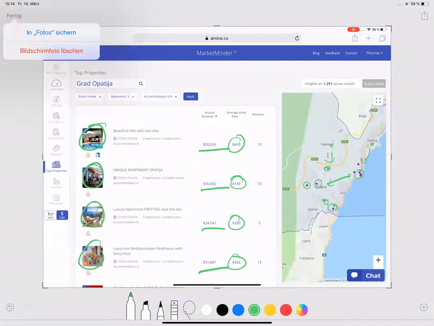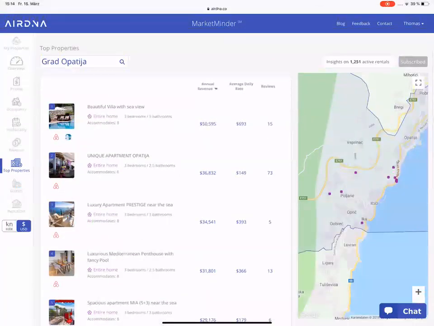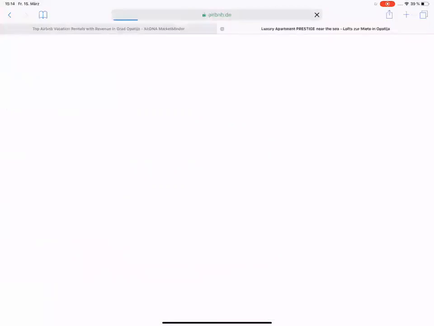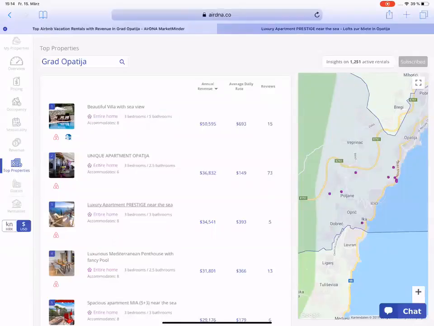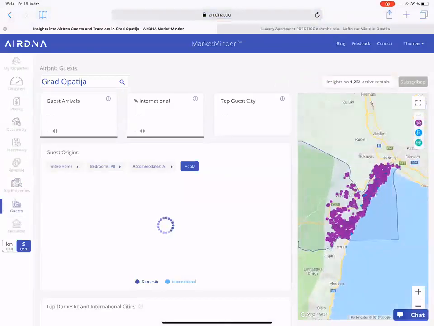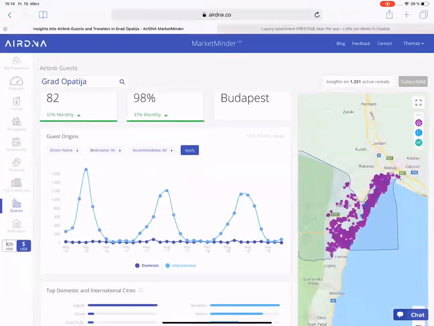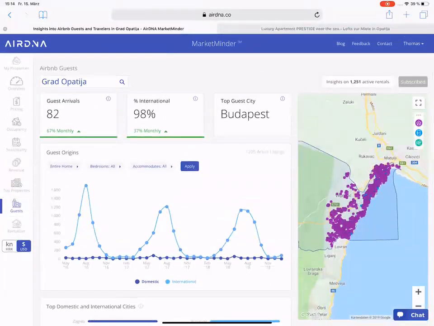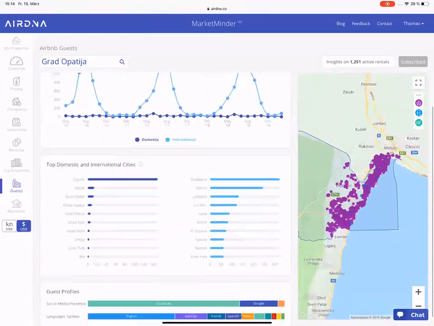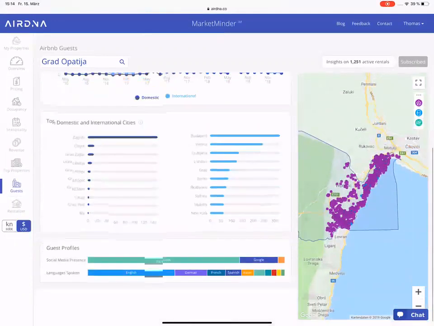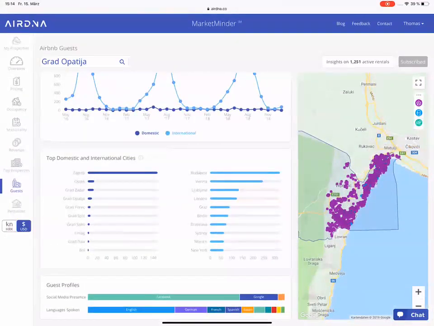And it's not just listed here, but you can also simply click on it and say, let me show the place in detail, and then you can really dive into it and see what you have to do in order to compete with them. And lastly, there's also a nice overview of your guests. Where are they coming from? Are these international guests? How many guests in total arrived last month? What are the top cities? And what languages do they speak?